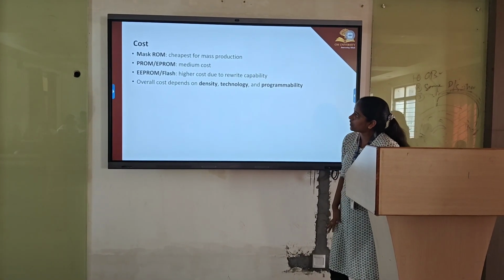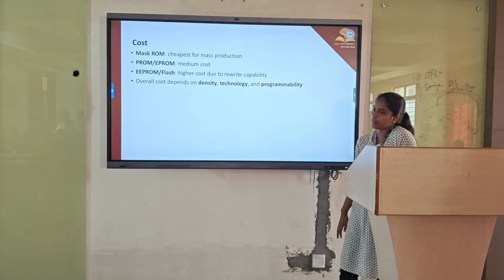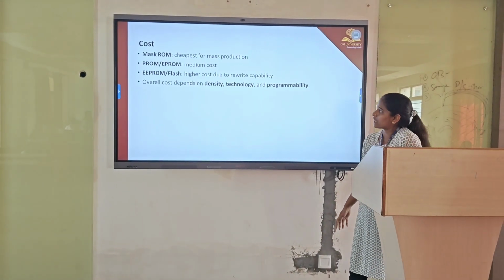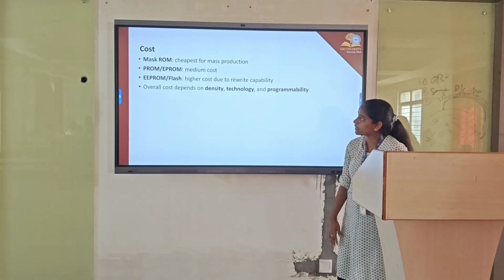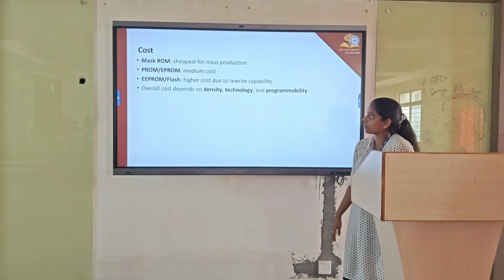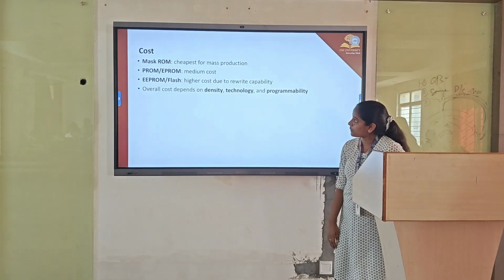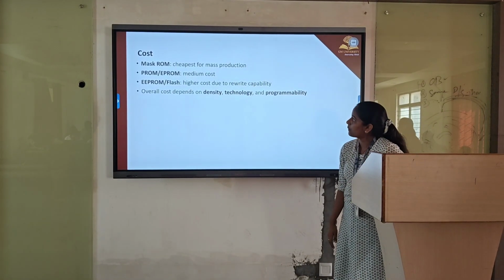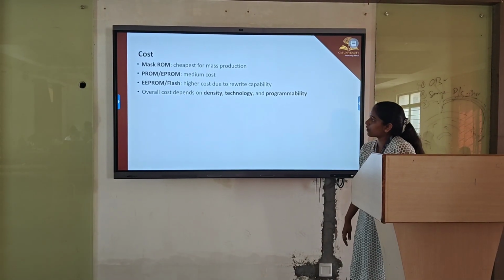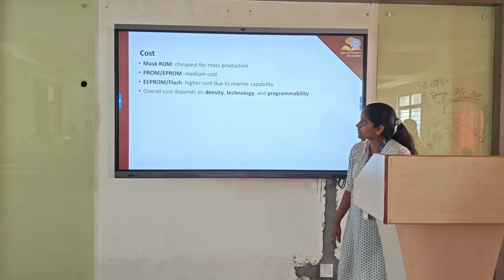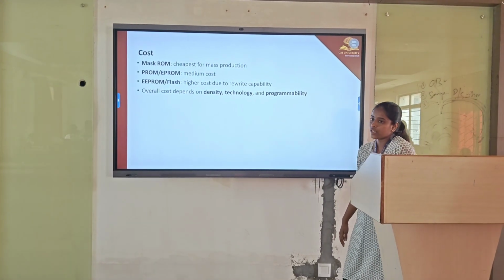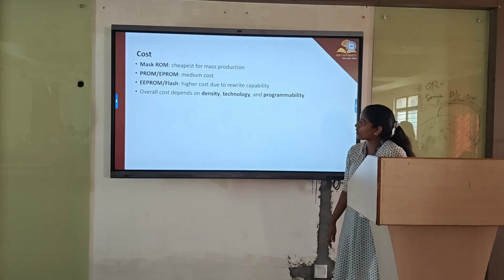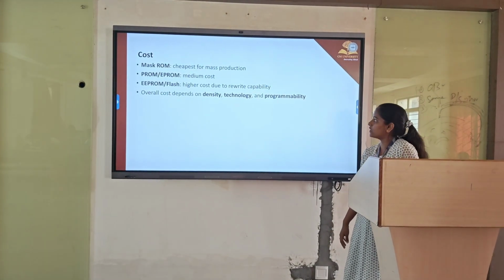Now the cost of the ROM. Mask ROM is cheapest and good for large production. PROM is programmable ROM, and EPROM is erasable programmable ROM. They are of medium cost. EEPROM or flash has higher cost because it can be rewritten. Overall cost depends on density, technology and programmability.